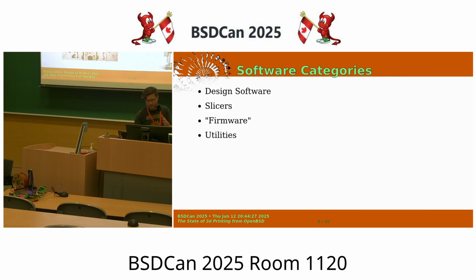So we'll get to that in a minute, because I wanted to mention the kind of categories that we're going to talk about. First is the design software, and those are the things where you have ideas and you turn them into 3D models on the computer. And there are several different types of those that we'll talk about.